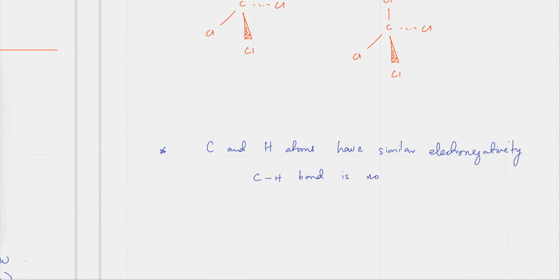I mean, not exactly non-polar, but it's almost non-polar. Even though carbon is slightly more electronegative, it is only very, very slightly electronegative. So remember, carbon and hydrogen atoms have almost similar electronegativity. So this bond is almost non-polar, and you're going to consider this as a non-polar bond.